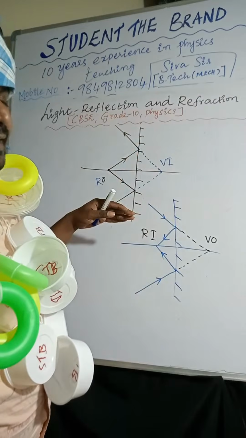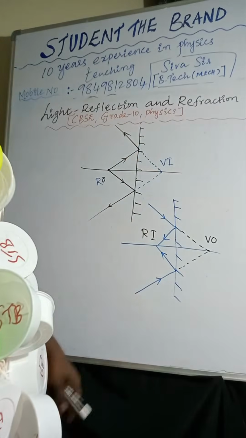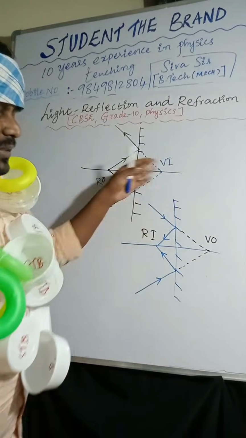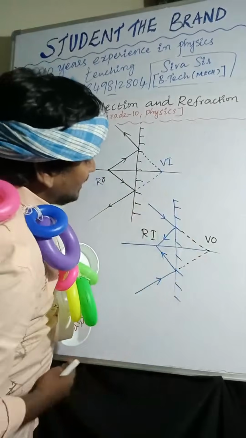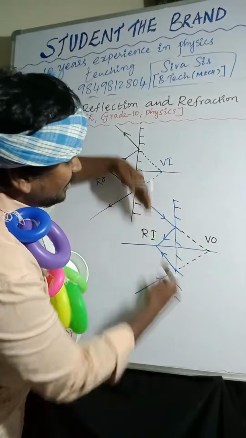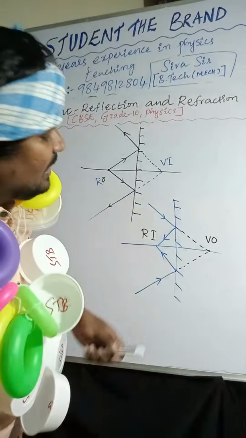Extending the reflected light rays, they are meeting at one point. Their image is forming. That is a virtual image. Here, the incident light rays are falling, and after reflection, the reflected light rays meet directly.